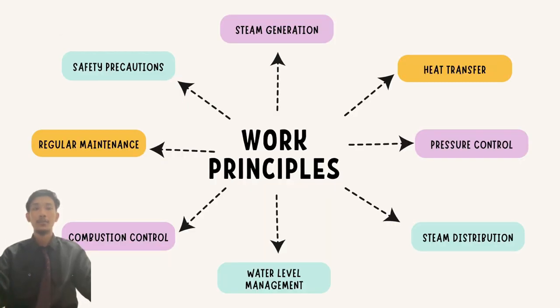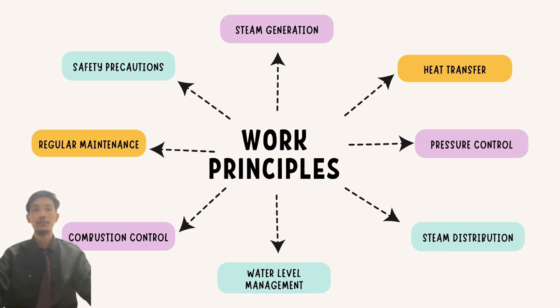Now I will explain the working principle for this boiler. The first one is steam generation. Locomotive boiler generates steam by heating water inside the firebox. The next one is heat transfer. The heat produced during the combustion process is transferred to the water surrounding the firebox.